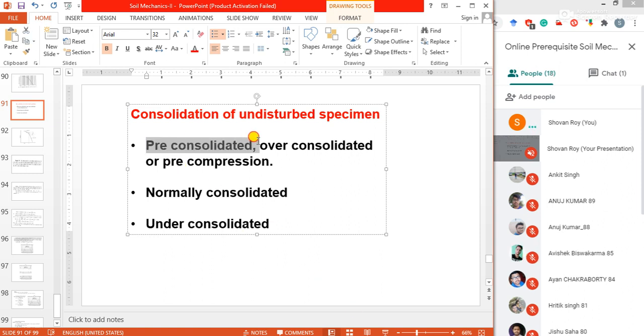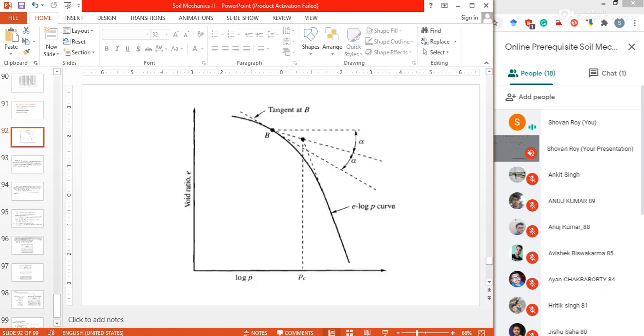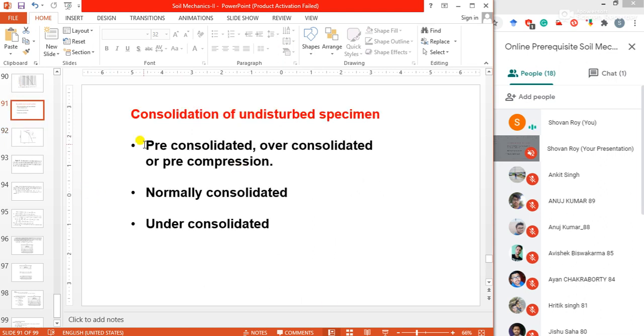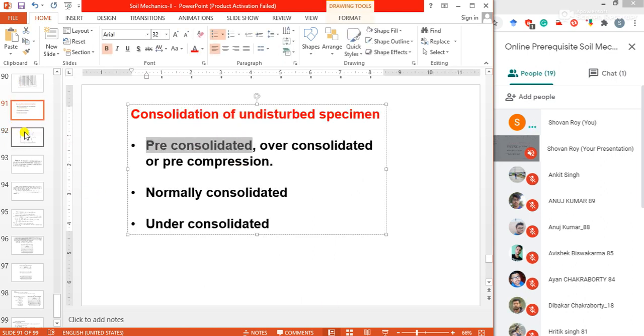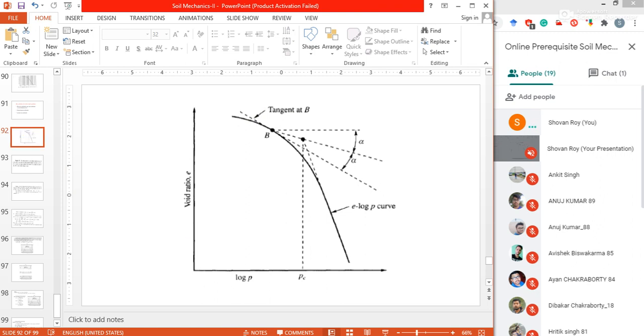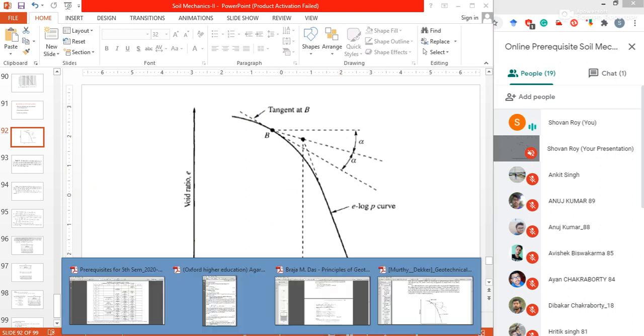So mainly important is pre-consolidated. Normally, pre-consolidated is very important, and one graph is there to present this kind of situation. Normally, as I said, this is important to us. This pre-consolidation we can define by this graph or we can present by this graph.